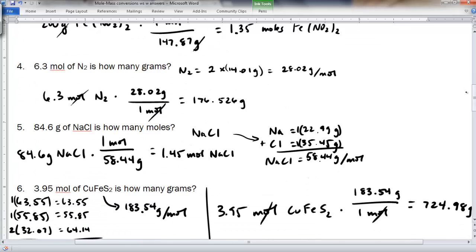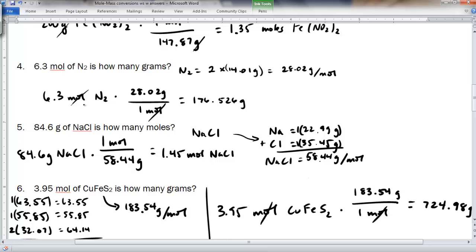The next problem deals with a different substance, so you need to figure out a new molar mass. The molar mass of nitrogen gas would be 2 times the molar mass of nitrogen atoms. This comes from the periodic table, at the bottom of the box for nitrogen. You multiply that by 2 and we get 28.02 grams per mole for N2. N2 is, of course, 2 nitrogen atoms. That's a nitrogen molecule.